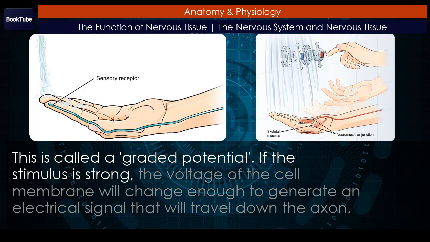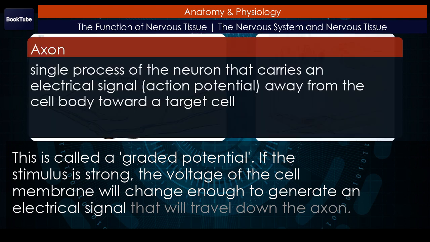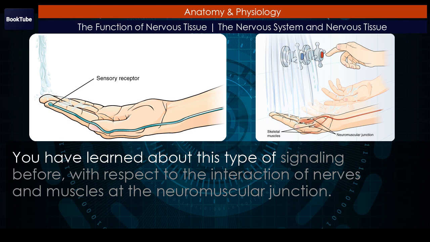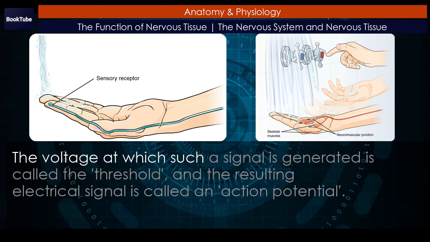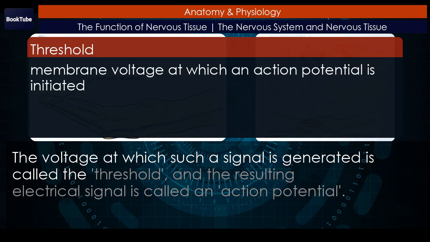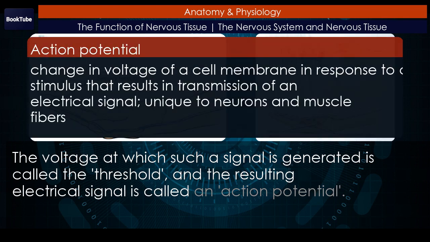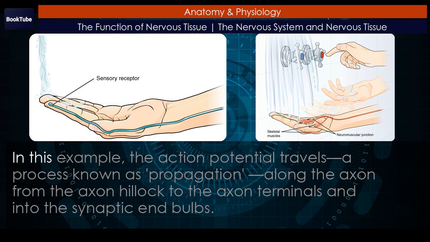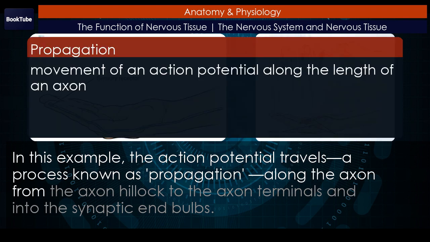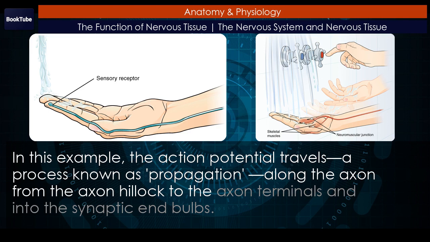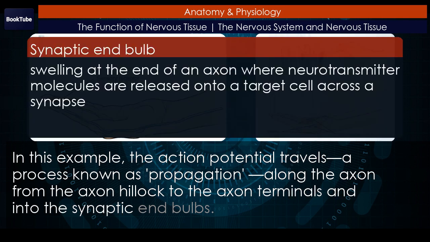If the stimulus is strong, the voltage of the cell membrane will change enough to generate an electrical signal that will travel down the axon. You have learned about this type of signaling before, with respect to the interaction of nerves and muscles at the neuromuscular junction. The voltage at which such a signal is generated is called the threshold, and the resulting electrical signal is called an action potential. In this example, the action potential travels, a process known as propagation, along the axon from the axon hillock to the axon terminals and into the synaptic end bulbs.